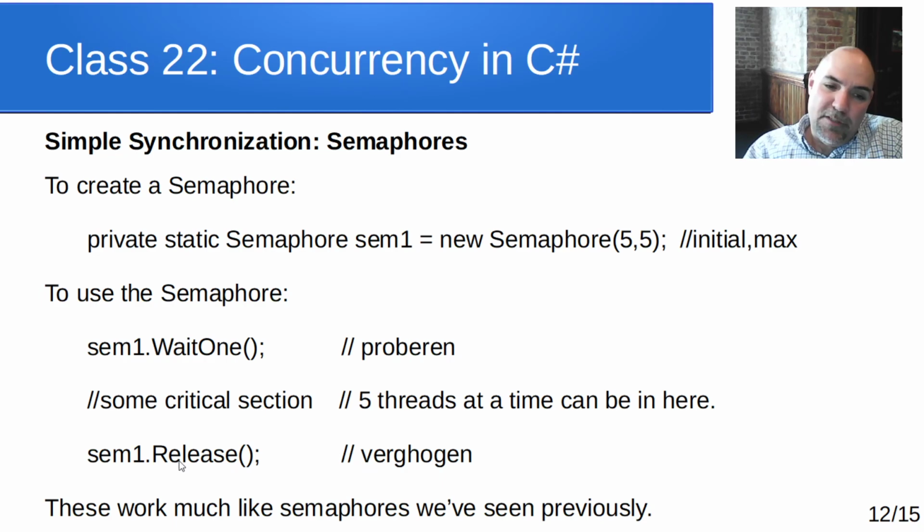And you'll notice that release there, what it does is if somebody's waiting, it gives the lock, semaphore value to them. If there's nobody waiting, it increments it. So if we started this at 5 and had 5 things enter a critical section and then 5 things leave that critical section, the value will be back to 5 again. So that works pretty much like semaphores we've seen previously. More specifically, it works like bounded semaphores that we talked about previously.